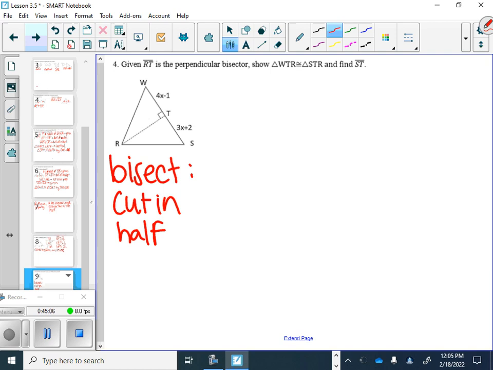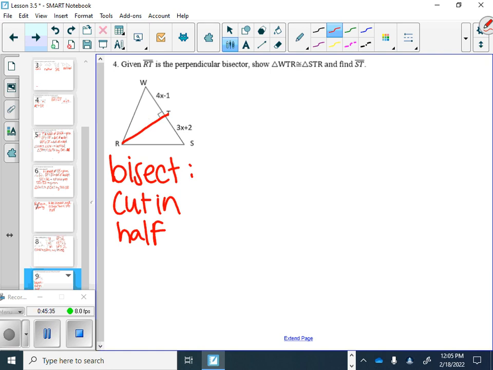Bisect means cut in half. Alright, so what this is saying is RT is a perpendicular bisector. It intersects line SW at a 90-degree angle, and it's cutting it in half. Okay? So, remind me, the first step in a proof is? State your givens.